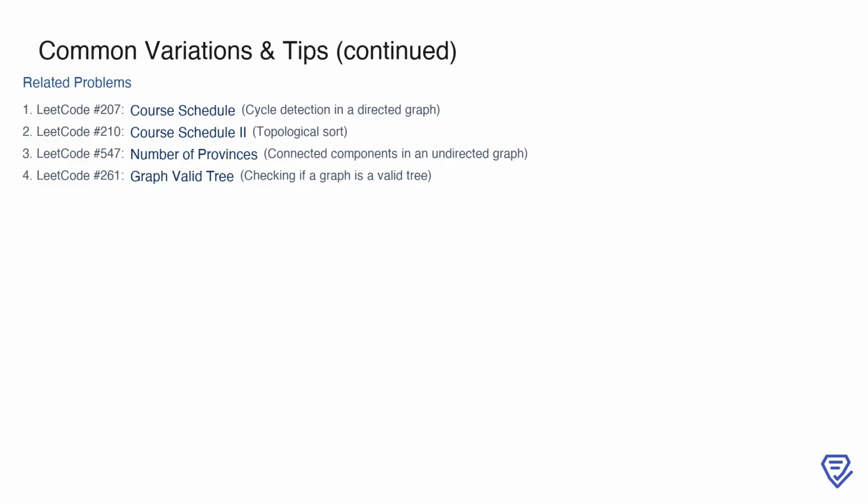Another related problem is LeetCode 547, Number of Provinces, which centers on finding connected components in an undirected graph, a useful exercise for mastering graph traversal techniques. Finally, Problem 261, Graph Valid Tree, combines graph theory concepts to determine whether a graph forms a valid tree. Working through these problems can help you recognize patterns and deepen your problem-solving skills in this domain.